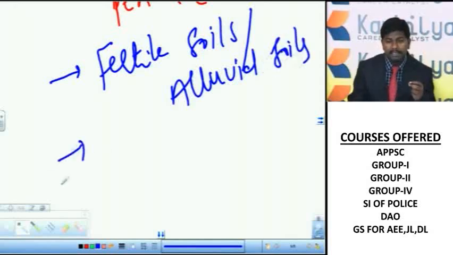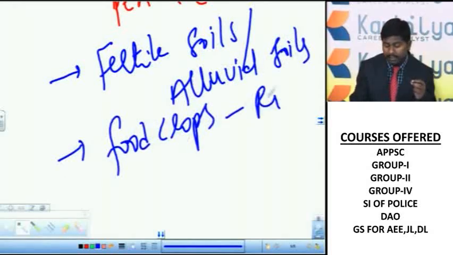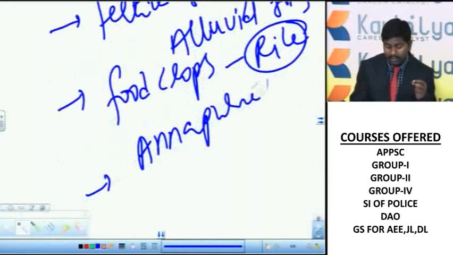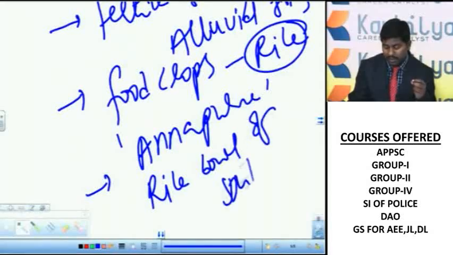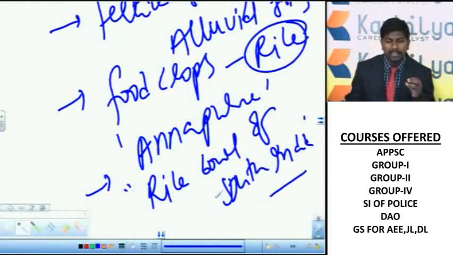And these fertile soils are suitable for all types of food crops, and especially rice. That's why, historically, Andhra Pradesh is called Annapurna, and is also said to be the rice bowl of South India. Because of these vast alluvial tracts in the Andhra coastal plains, which are good for rice cultivation, Andhra Pradesh is known for rice, and today is one of the leading producers of rice in India.